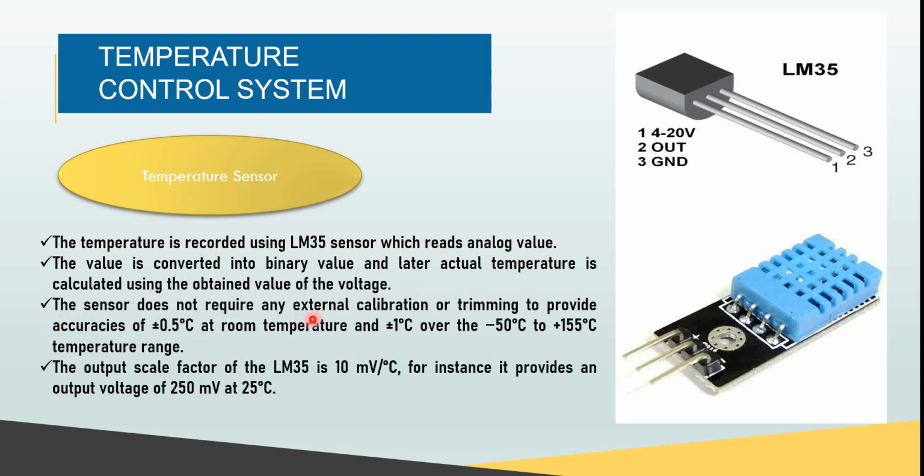The sensor does not require any external calibration or trimming to provide accuracy of plus or minus 0.5 degrees at room temperature, or plus or minus 0.1 degrees over the minus 50 to 155 degrees Celsius temperature range. The output scale factor of the LM35 is 10 millivolts per degree Celsius. This is the main important point: the output factor of the LM35 is only 10 millivolts.